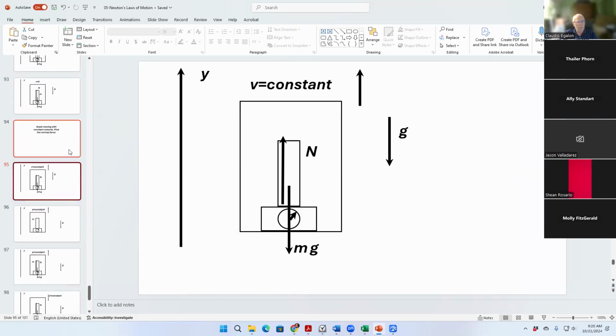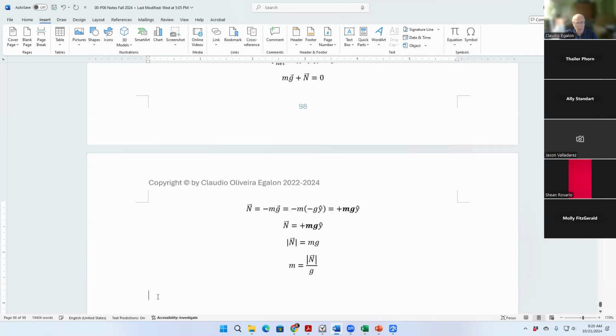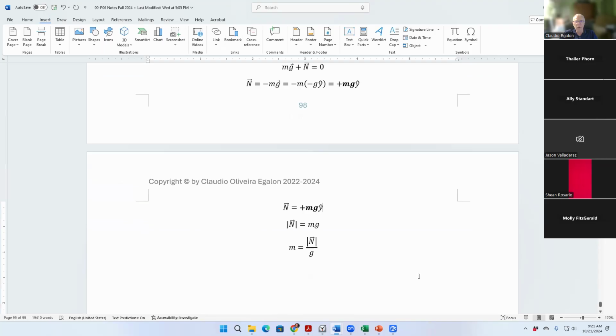So it's just repeating exactly what we did in the previous problem. The situation is different, but the final outcome is the same. The final outcome for the normal force is the same. And again, that's the right way of using your scale. If you want to measure your mass, you gotta hop into an elevator that's either at rest or moving with constant velocity.